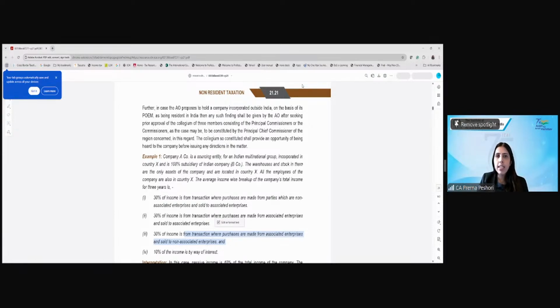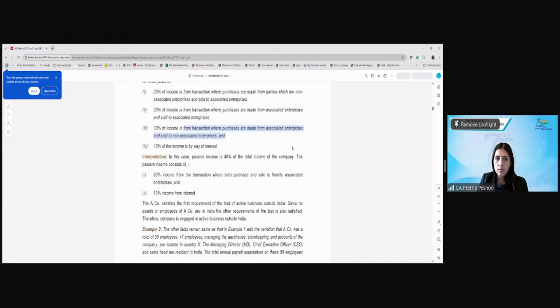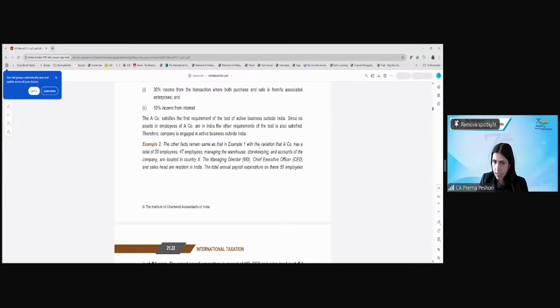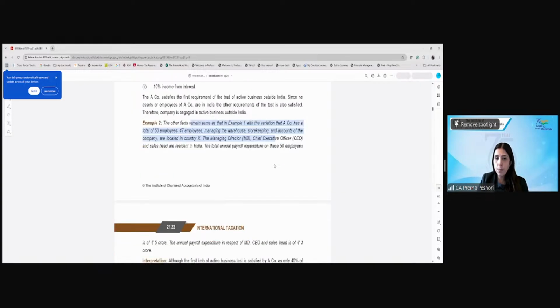Fine. Let us take the next example then. The facts remain the same as in example 1 with a variation that A Co has a total of 50 employees. 47 managing the warehouse, storekeeping, accounts of the company are in X. The MD, CEO and sales head are resident in India. The total annual payroll expenditure of these 50 employees is 5 crores. And for the MD, CEO and sales head, it is 3 crores.